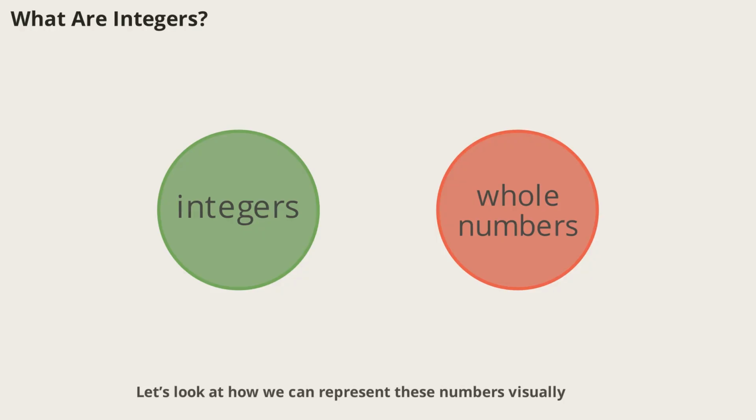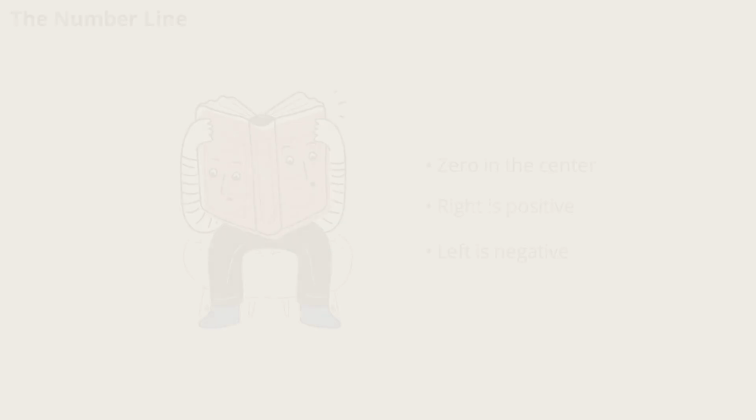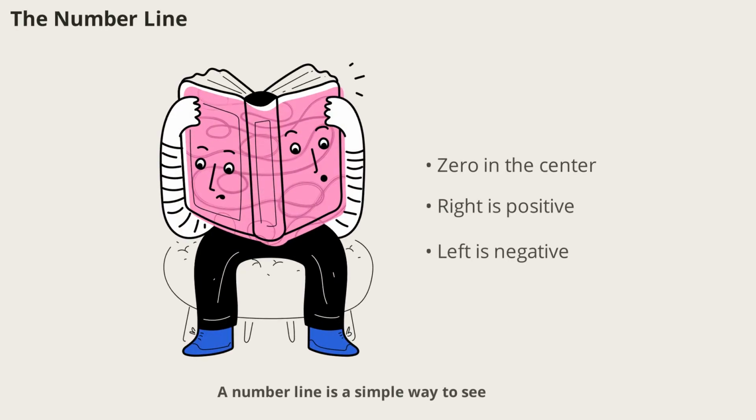Let's look at how we can represent these numbers visually. The number line is a simple way to see how positive and negative numbers relate to each other. Picture a straight line with zero in the center. Numbers to the right of zero are positive and numbers to the left are negative. This visual tool helps us understand where numbers fall and how they move. Whenever you're unsure about adding or subtracting integers, drawing a number line can make things much clearer.